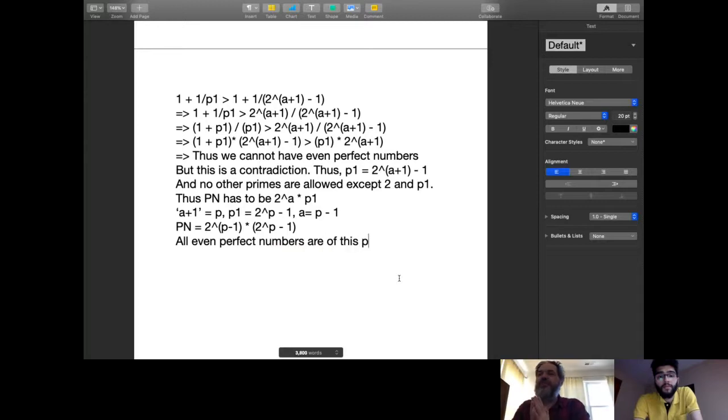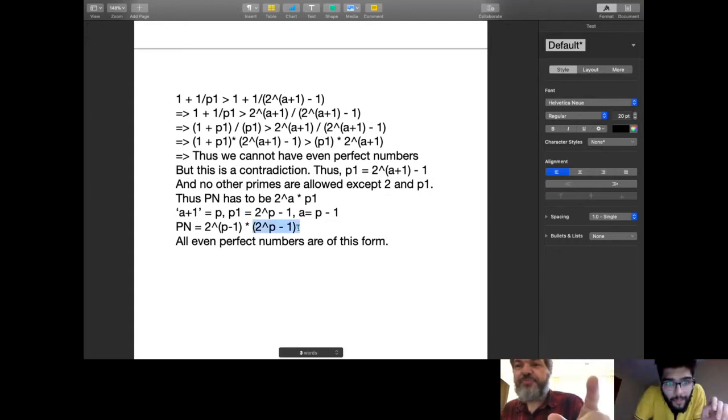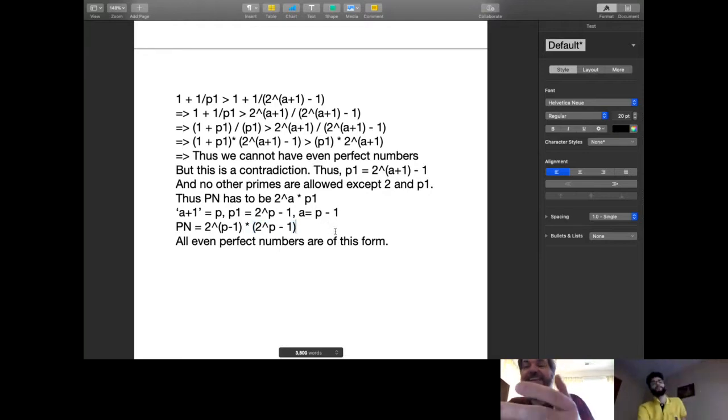It will be the end of the video. It looks like a more complicated proof, and it is a more complicated proof. So this is always going to be a Mersenne prime. Oh yes, Mersenne prime. Okay. That we discussed in class.